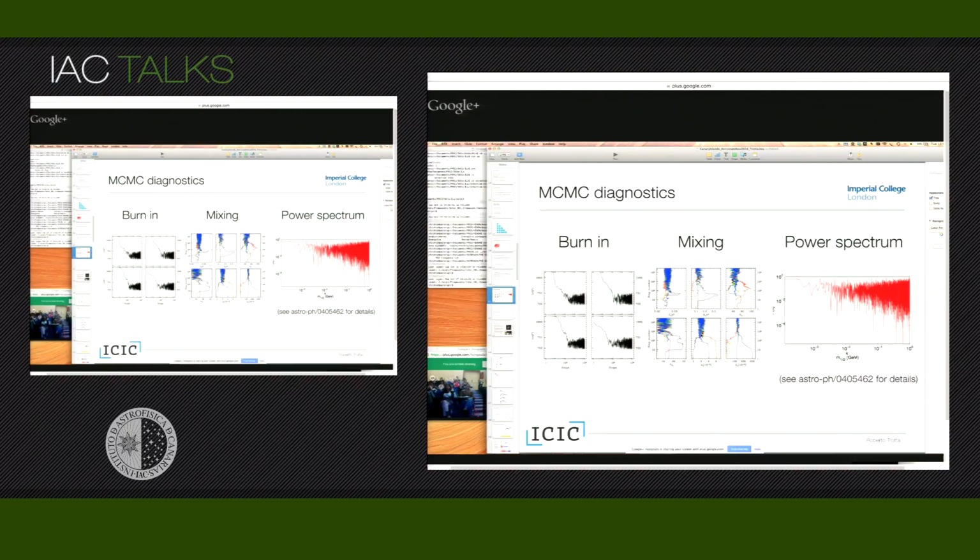It does not guarantee that there isn't another region in parameter space that none of your chains have seen, but at least it says that the chains that you have run have seen the same region. And then there are more sophisticated tests looking at the power spectrum of the chain and the autocorrelation function of the chain and so on and so forth, which I don't want to cover in detail. I just want to point out that there are many things you can do and many things you should do to make sure that your chains are a fair reflection of your target distribution.